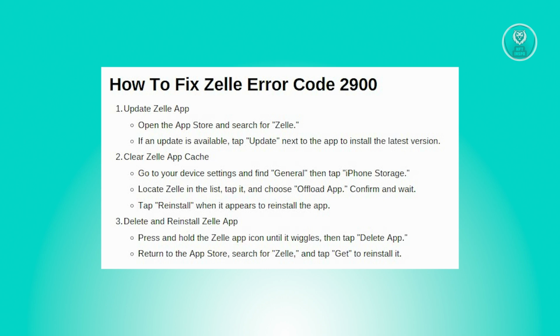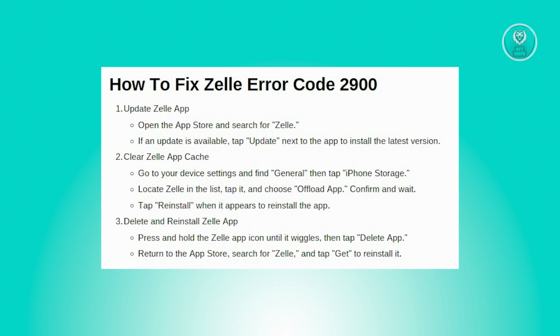But if you're using an iPhone, what you need to do is go to your device settings, click on general, select iPhone storage, and find the Zelle app from the list. From then on, click on Offload App and confirm by tapping again. Wait for the process to complete, and once done, a reinstall button will appear. Tap on it and reinstall the app.